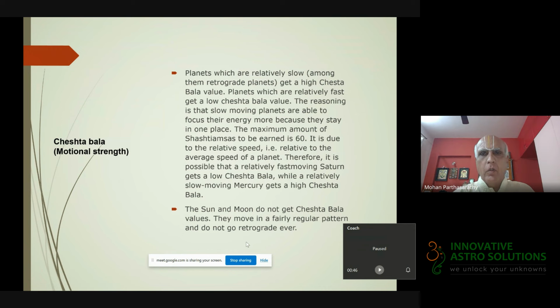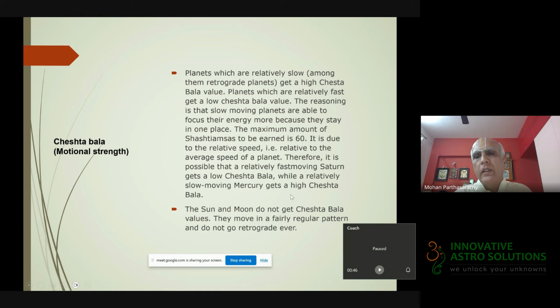When we talk about Cheshtabala, slow moving planets like Saturn, when they move very slowly, gather their energy more because they stay in one place for a longer duration, so they get higher Cheshtabala. But if they go faster, at a relatively average speed, they are not able to focus much, so the Cheshtabala is lesser. So in the case of Saturn itself, when it gets slow, Cheshtabala is more, and if it moves slightly faster compared to normal speed, then the Cheshtabala is low. So this is how it is applied.